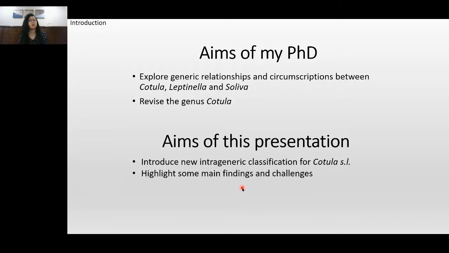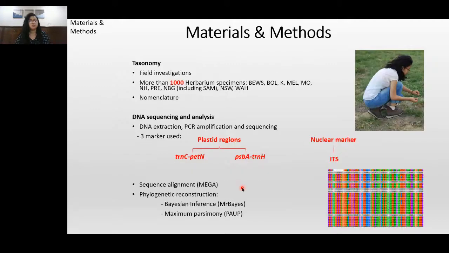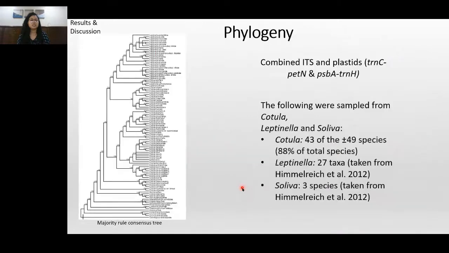So the key methods for the taxonomy: field investigation was done, more than 1,000 herbarium specimens were examined, and nomenclature was compiled. With the DNA sequencing and analysis, DNA was extracted, amplified, and sequenced. Three markers were used, two plastid and one nuclear. Sequence alignments were done using MEGA, and two types of phylogenetic trees were reconstructed, a Bayesian tree and a maximum parsimony tree. Okay, then looking at some of the results, this is the majority rule consensus tree.